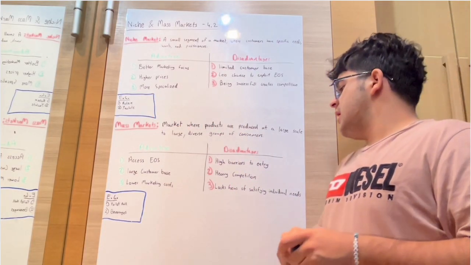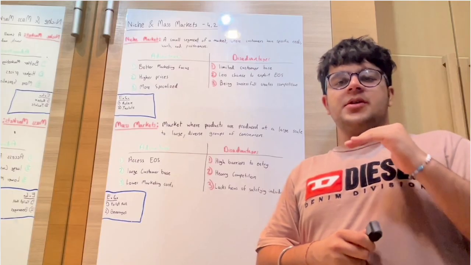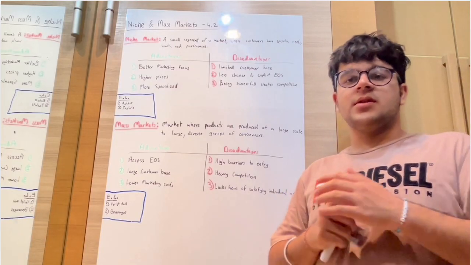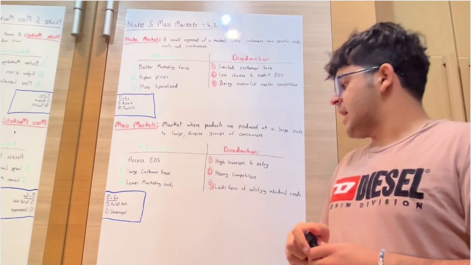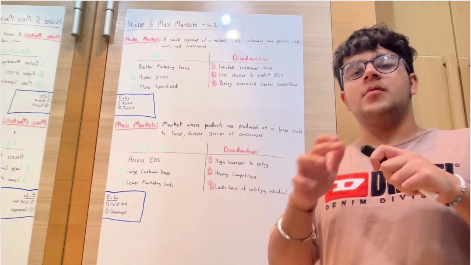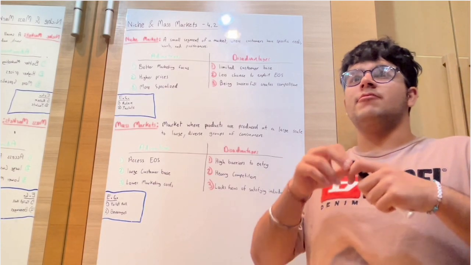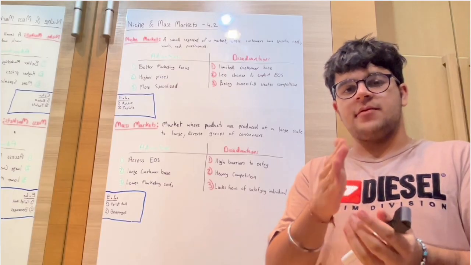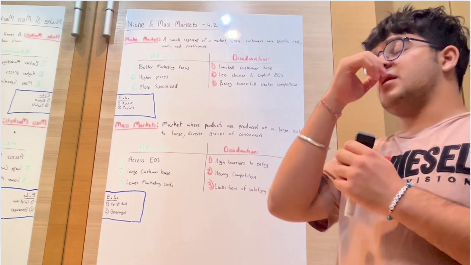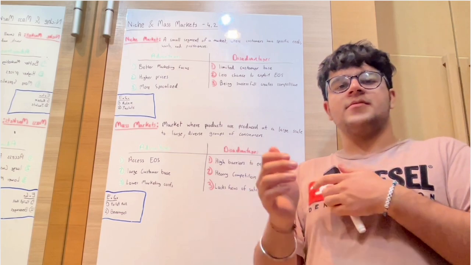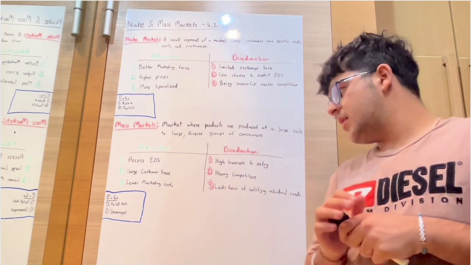Now, disadvantages. There are very high barriers to entry in mass markets, because there's heavy competition. These two go hand in hand. Okay? This heavy competition in mass markets makes it really hard to enter these markets if you're a small company or a new company. This makes it really risky as well because the chance of success is a lot lower.